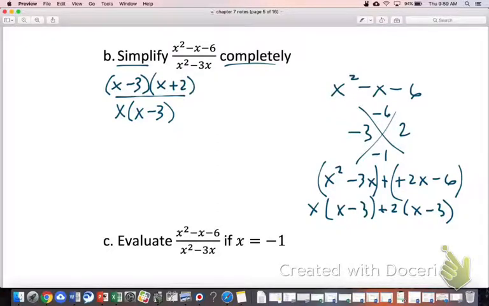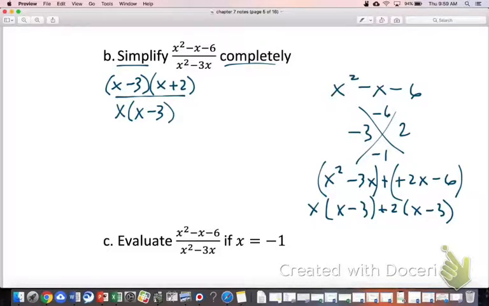Okay. So remember, the goal is to simplify completely. I'm not finding numbers that make this undefined. I'm not evaluating anything here. I'm simply trying to reduce this to lowest terms. I factored the top. I factored the bottom. And when you do this, don't the things that cancel become a little bit more clear? Maybe a lot more clear? What do you see that cancels?